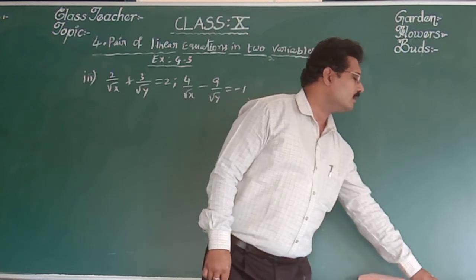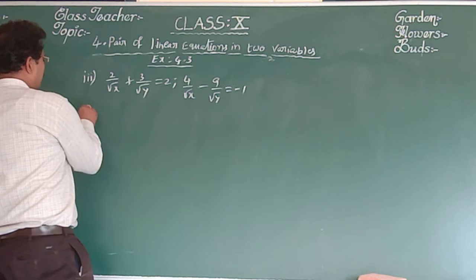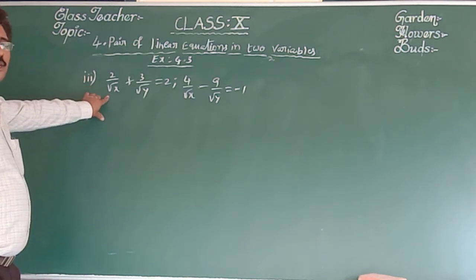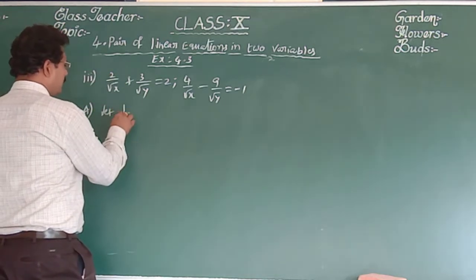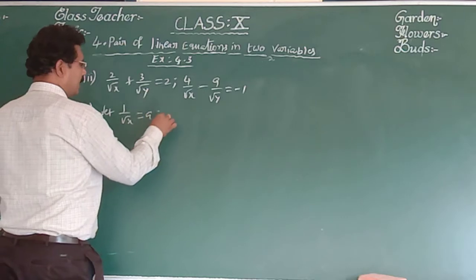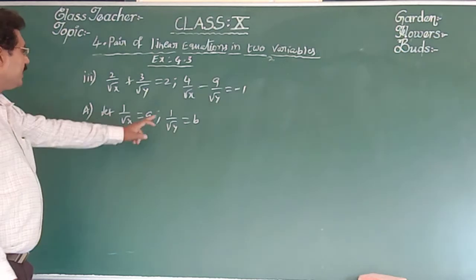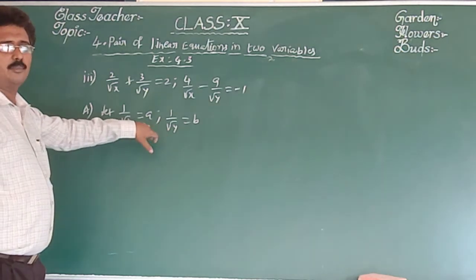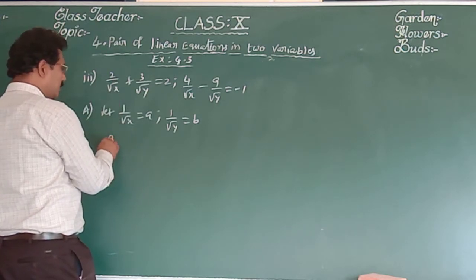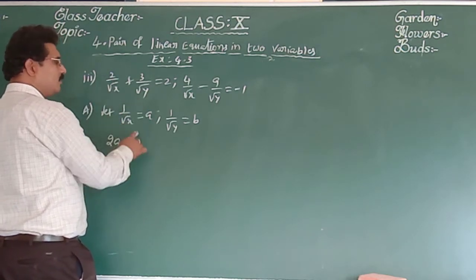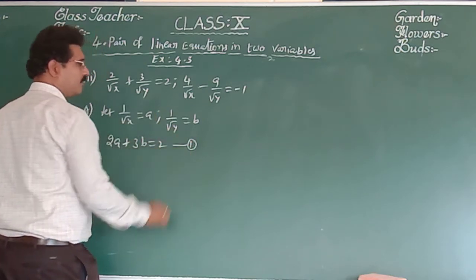Now, how to solve the problem? In the same way, 2 by root x here, so let 1 by root x be a and 1 by root y be b. Why? Because don't take x and y, the problem is already in x and y. So now 2 by root x is 2 into 1 by root x, that is 2a. 3 by root y is 3 into 1 by root y, that is 3b is equal to 2. Call it equation number 1.